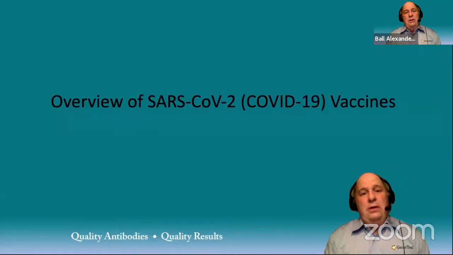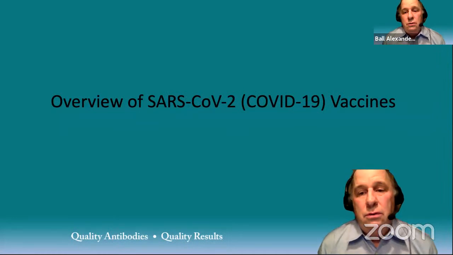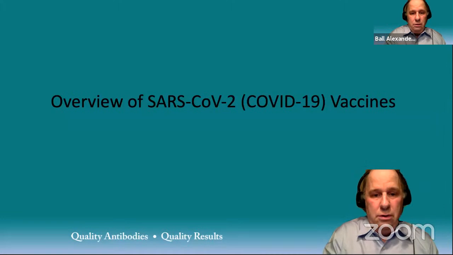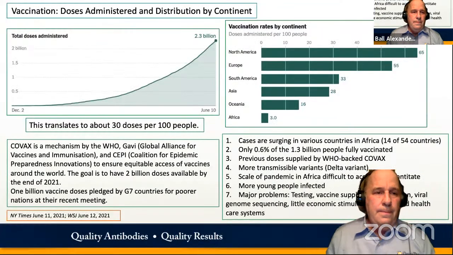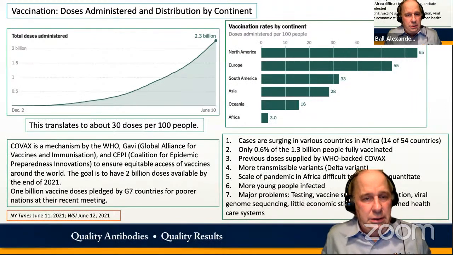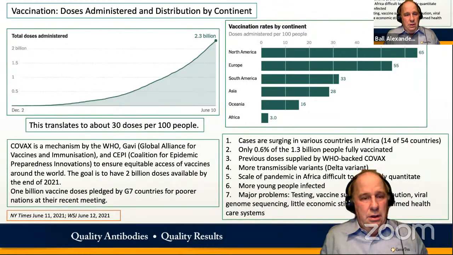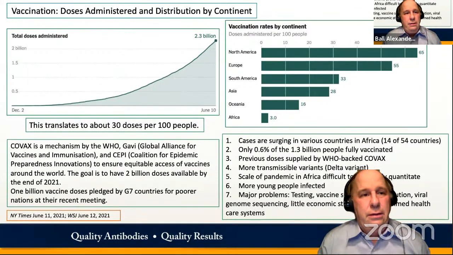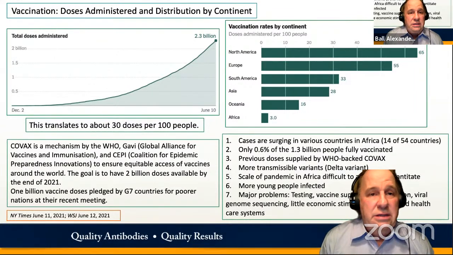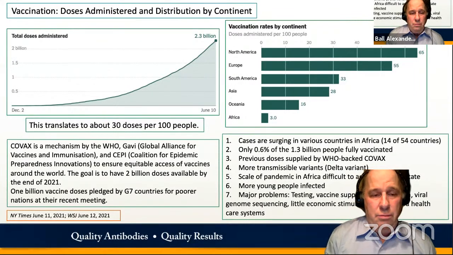So let's take a look at some of the SARS-CoV-2 COVID-19 vaccines that are available in the world right now. The tracing on your left shows the total doses administered, and this was data up through June 10th. What it shows is that 2.3 billion doses of vaccine have been distributed over the planet.